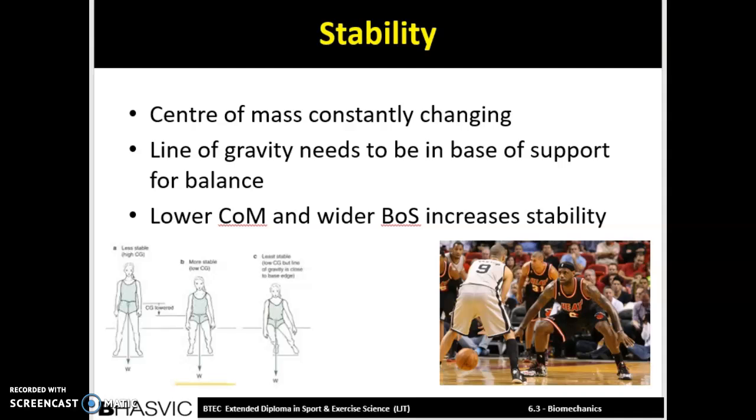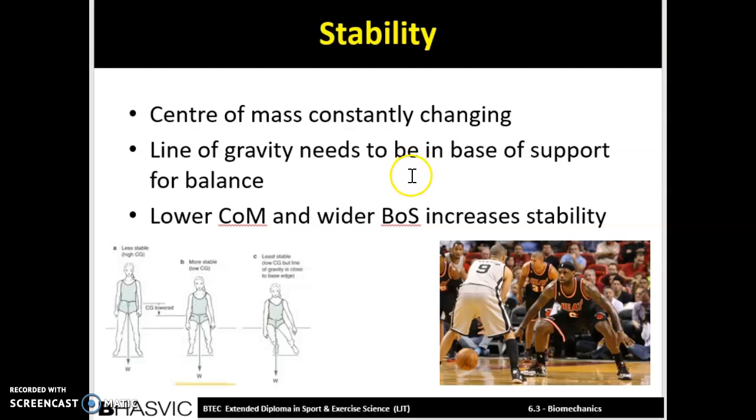Now looking at stability. Stability is all about keeping the line of gravity with the centre of mass all in line. So the centre of mass is constantly changing, especially in a game like basketball where the player is always moving. But stability is very important for a defender, for example, as they need to have good stability and balance to be able to react quickly to an attacker trying to get past them.